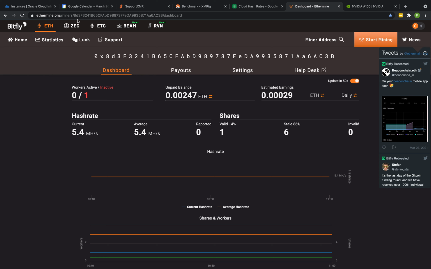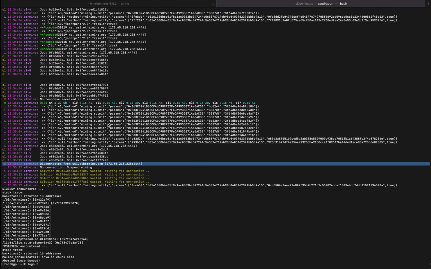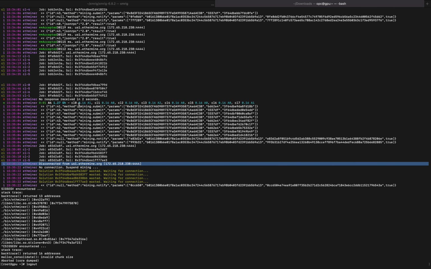But if we go back to the machine, again, we can see this was 8 A100s, 25 terabytes of local storage across 4 drives, 2 terabytes of RAM, 50 gigabit per second network bandwidth, 64 core, 128 thread OCPU, which netted me in my testing 1.27 gigahash per second on one machine. Each card is about $10,000, 8 cards, $80,000 plus the machine. It was about a $100,000 machine that I was running this on. But of course, Oracle paid probably half that for it, I would guess, or even less if they bought many of these, and I'm sure that they did.